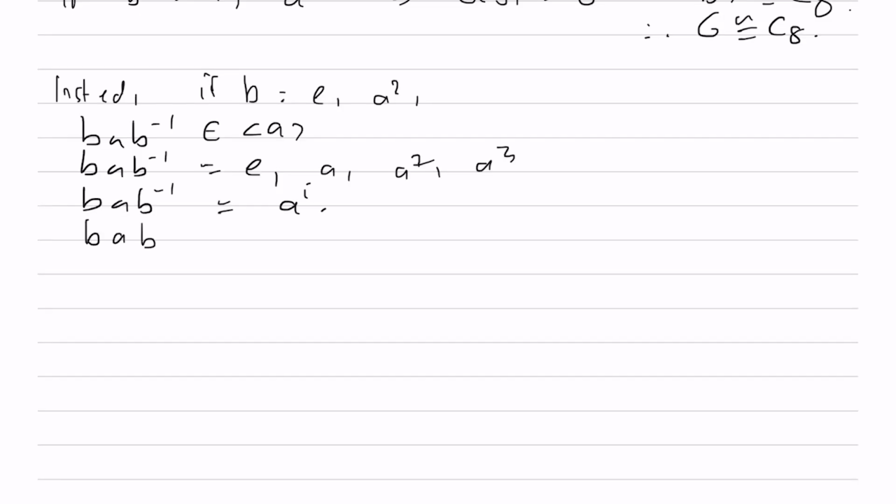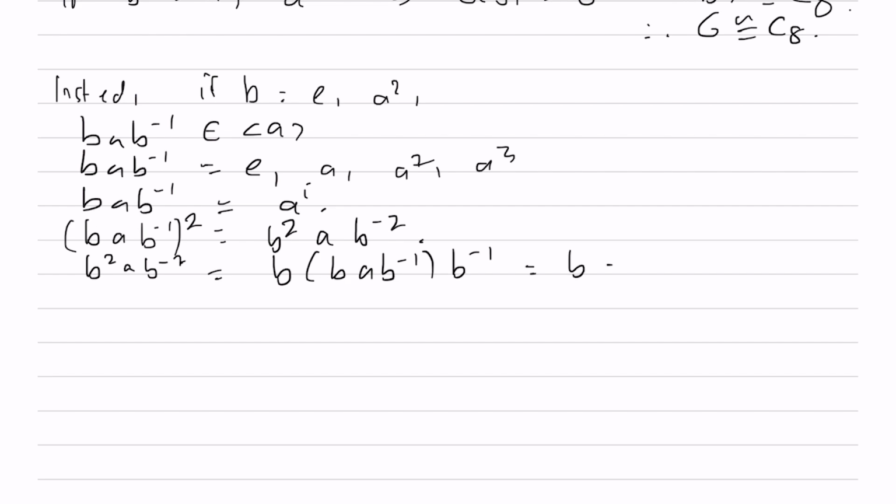Now BAB inverse squared is going to be B squared A B to the minus 2. You can see that by just writing out the entire thing and seeing that the B and B inverse cancel. But also B squared A B inverse B to the minus 2 is going to be B A B inverse B inverse, which is B A to the I B inverse, which is BAB inverse to the I for similar reasons. So that's going to be A to the I, which is A to the I squared.